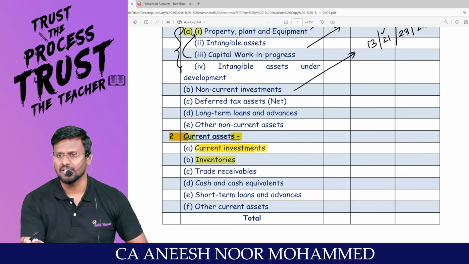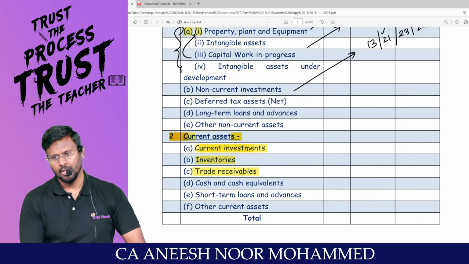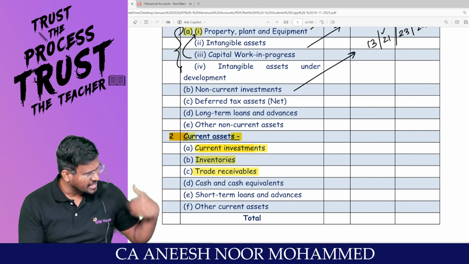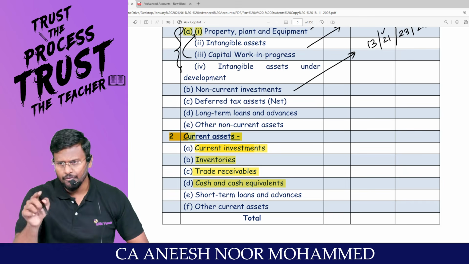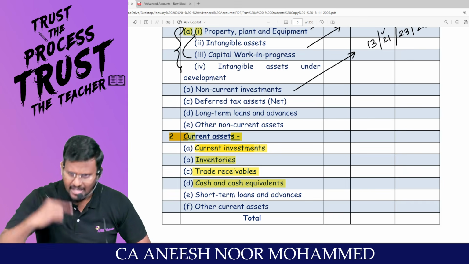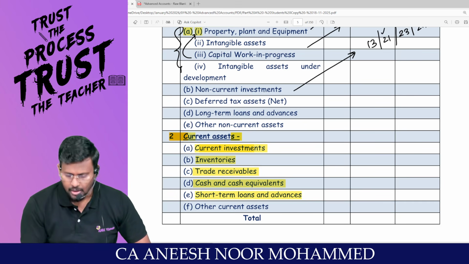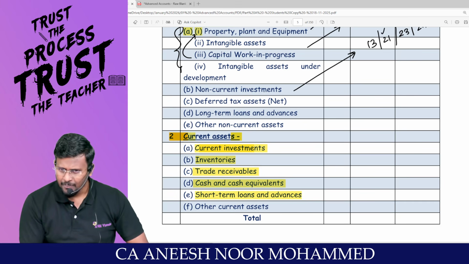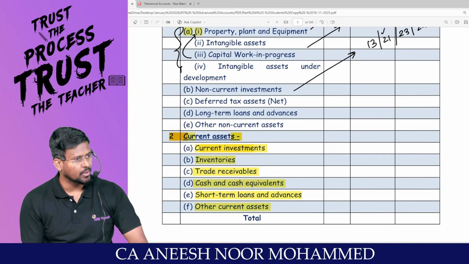Sir, once you invest in inventory, you will sell the inventory to whom? Debtors. Then that debtors is called trade receivable. Then the debtors will pay us, that's why you will have cash and cash equivalent. If you have cash and cash equivalent, again you will invest. What will you do? You will give short-term loans and advances, right? And you will have the other current assets also. Are you all really with me?